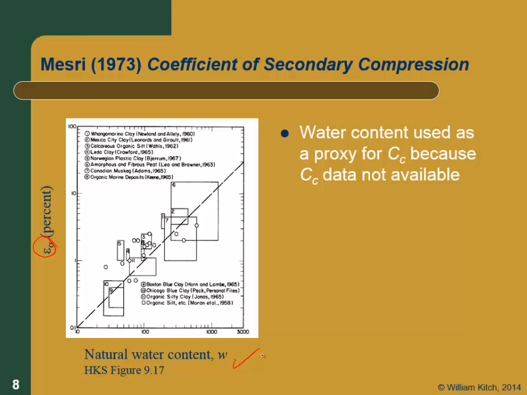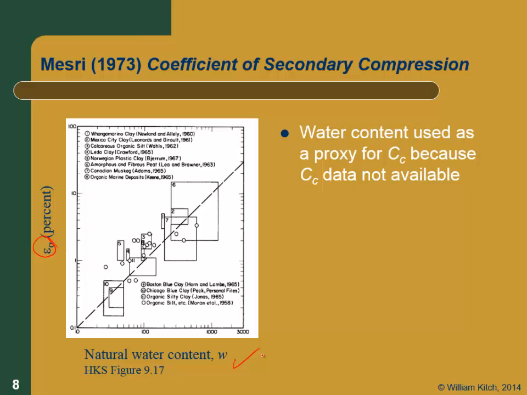One of them looks pretty good. In other words, you've got a real nice sharp break, clearly an overconsolidation, and the divergent curve looks pretty linear, looks really nice. And the other one, you have one of these broad curves, and the sample looks pretty disturbed. So if you want to think about it, Mesri had a lot of the second ones and not very many of the first ones.